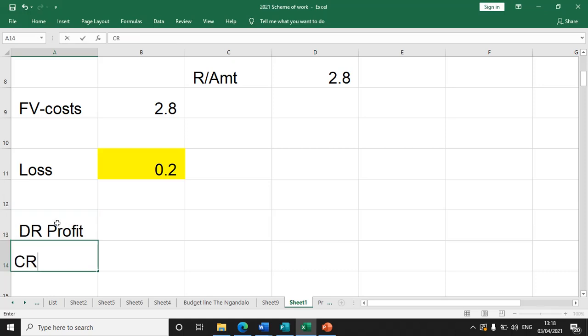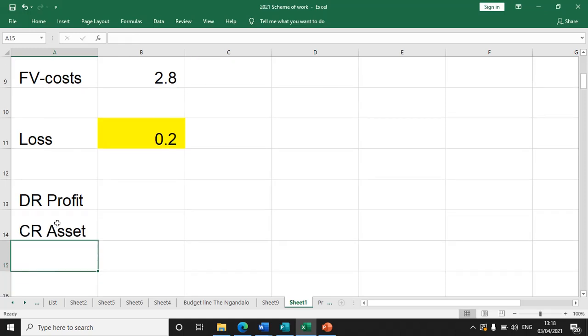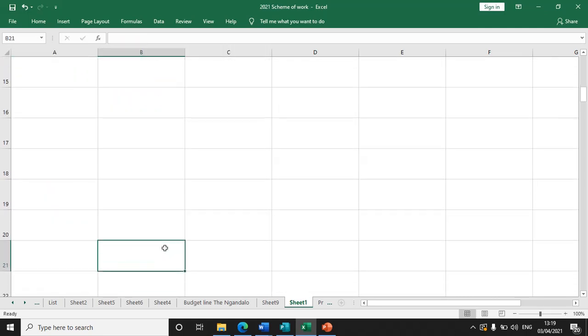And then you credit what we call the asset account with this figure. So if there was a previous revaluation, we should have debited any revaluation surplus. So please let us remember that. Thank you very much for listening to that one.